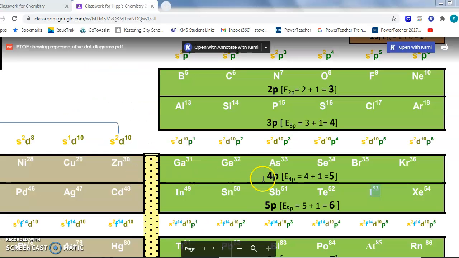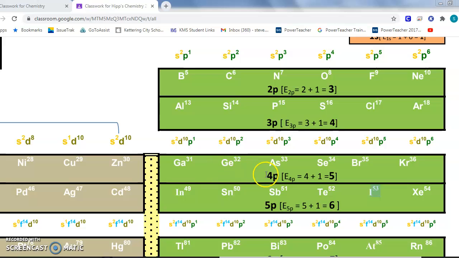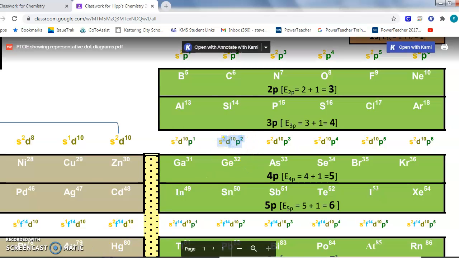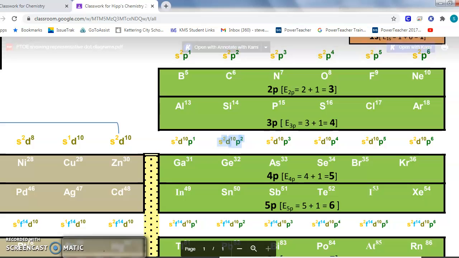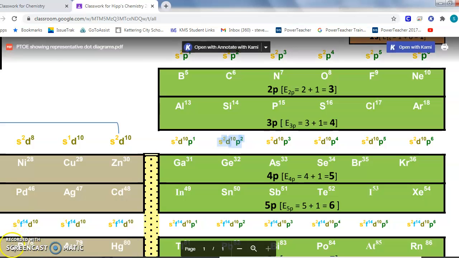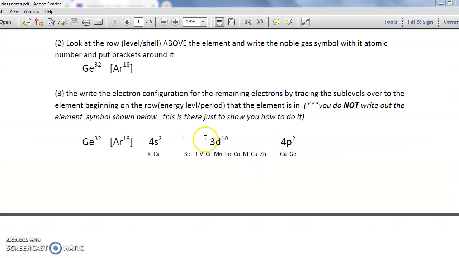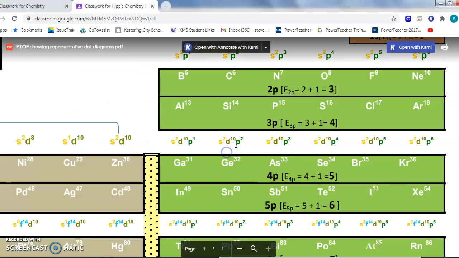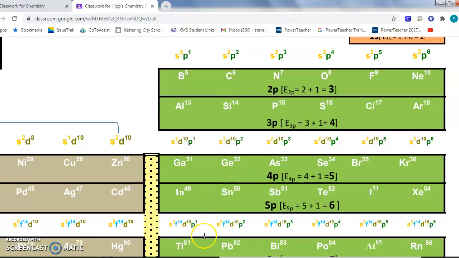And now germanium's in the 4p. So it's the second one in the 4p. So we would write 4p2. And then we can check it. Germanium should be 2 in the s, 10 in the d, 2 in the p. So let's see if that's what we would have. Here's our 4p2. And again, we're looking. Did it have 2 in the s, 10 in the d, 2 in the p? It did, just as we predicted here. 2 in the s, 10 in the d, 2 in the p.